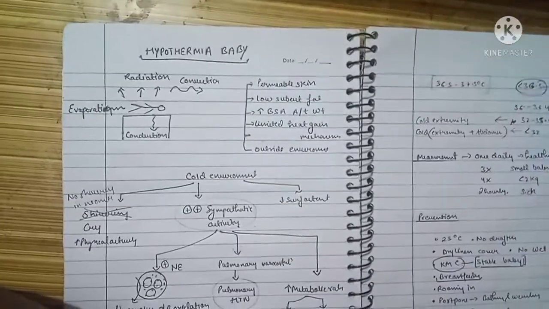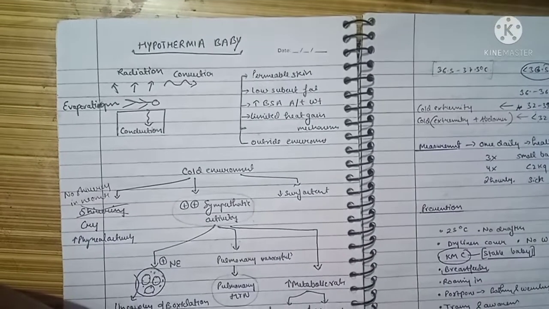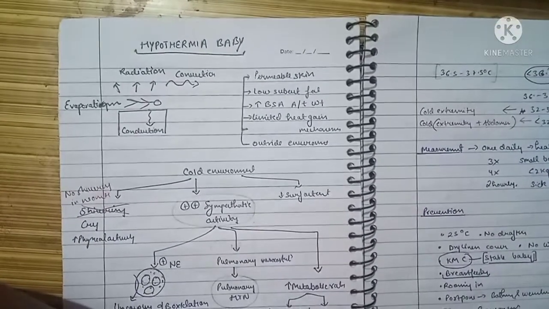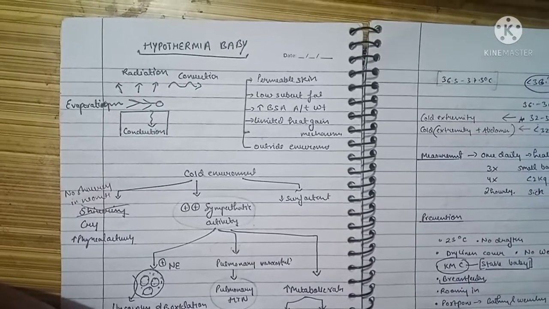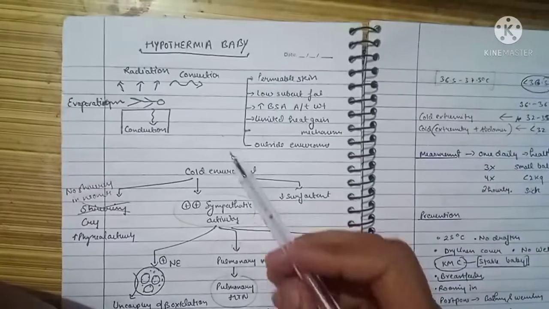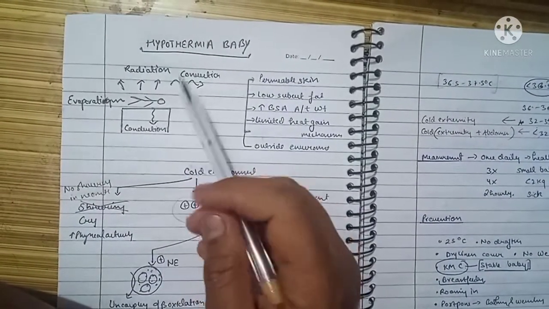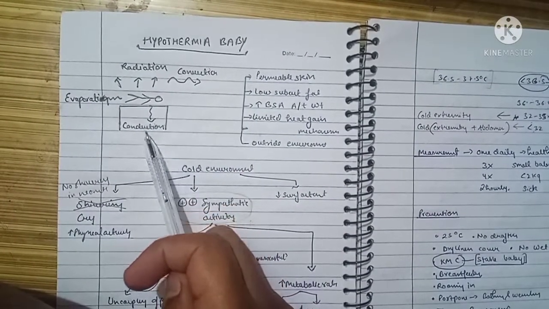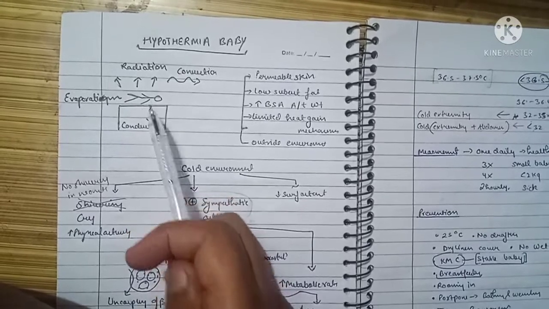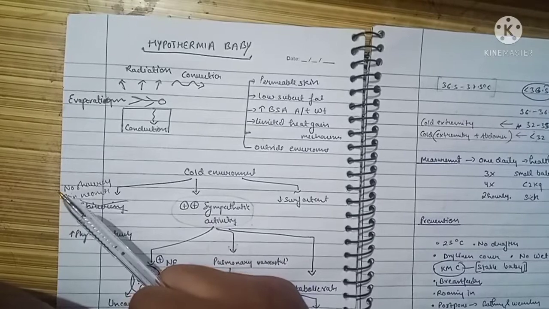Let's try to understand why preterm babies are more prone to hypothermia than term babies, but still a term baby can also suffer from hypothermia if not covered adequately or not managed. So what are the methods of heat dissipation from the body? Consider a table on which the child is lying. Heat dissipation can be through conduction, that is heat transfer by contact between two things, the body of the baby and the table.